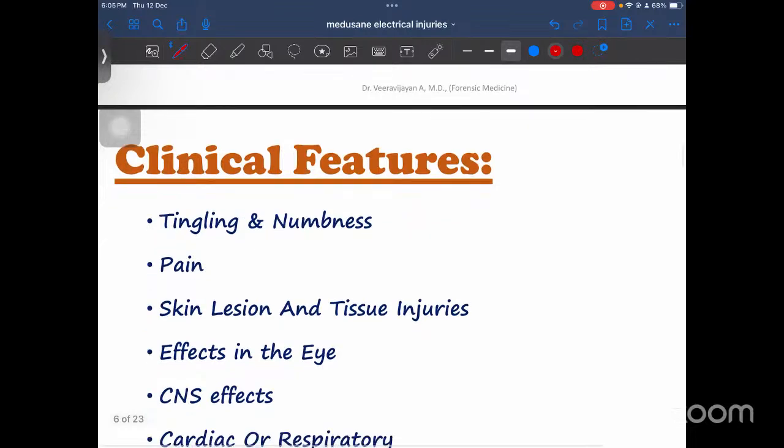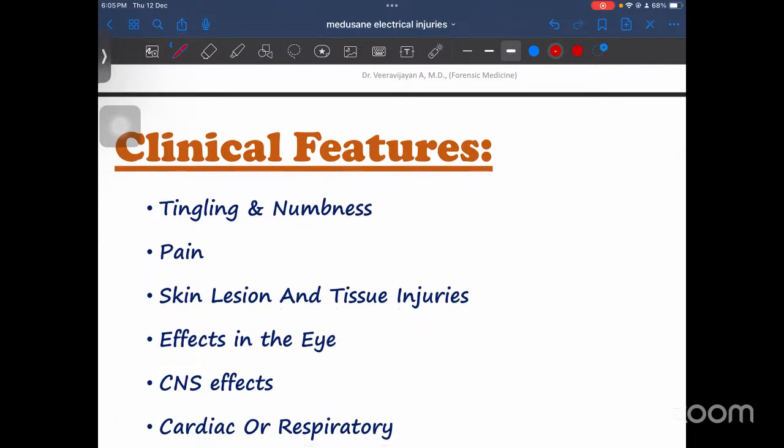Then moving into the clinical features, usually if you touch a wire with low intensity or low voltage, most of us would have felt the tingling and numbness sensation. This is the first symptom to appear. Then if we prolong the contact with the wire, it leads to pain. These are the commonest symptoms in low voltage currents. Then if we prolong the contact a little more, skin lesions are produced, that is burns. We will discuss that in the later part.